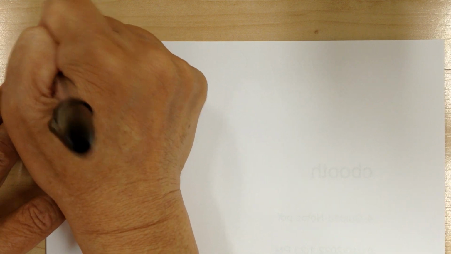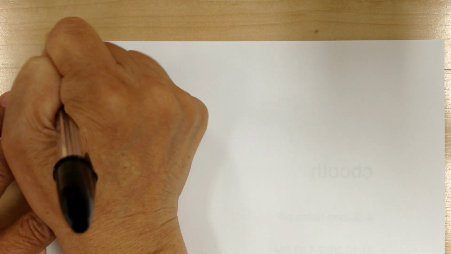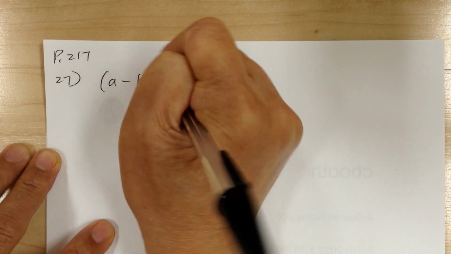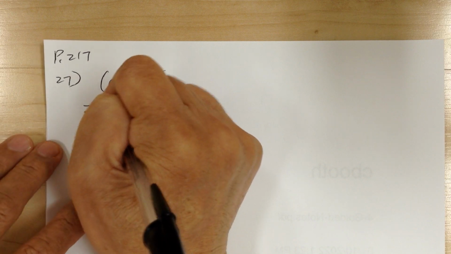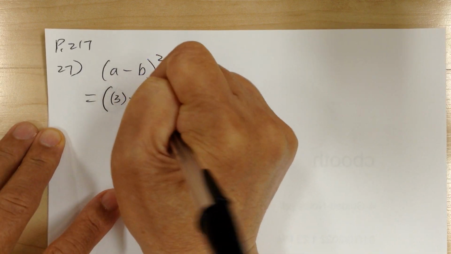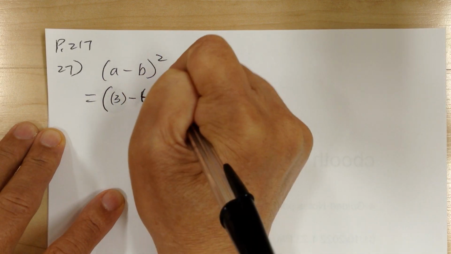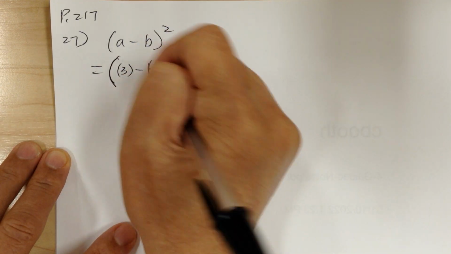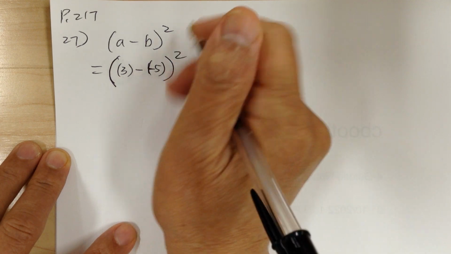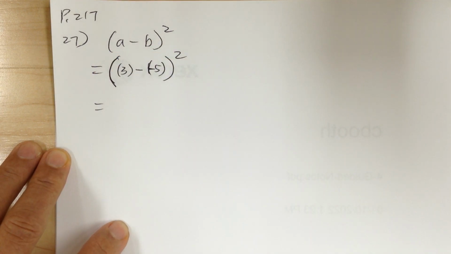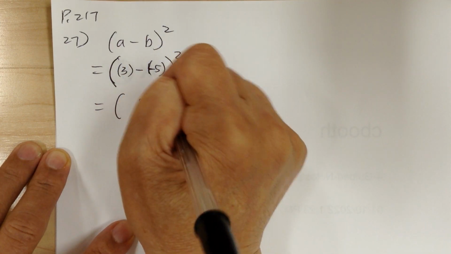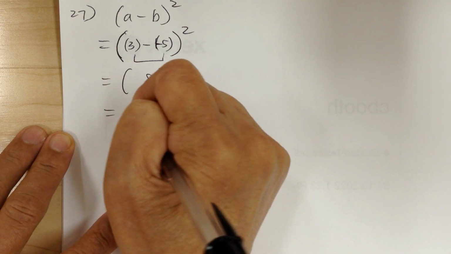Let's go to the next one. a minus b squared. So a equal to 3, b equal to -5. Again, we have to work out a group, right? The group comes before the square. If you remember your steps for groups. So this becomes 8. Do that first, and this becomes 64.